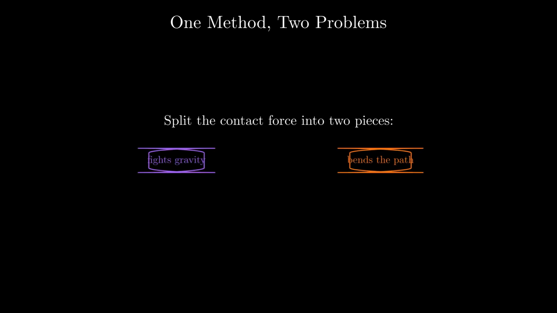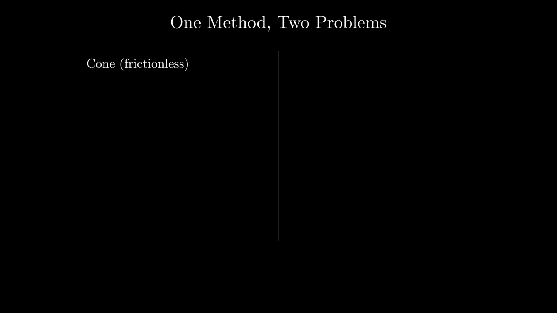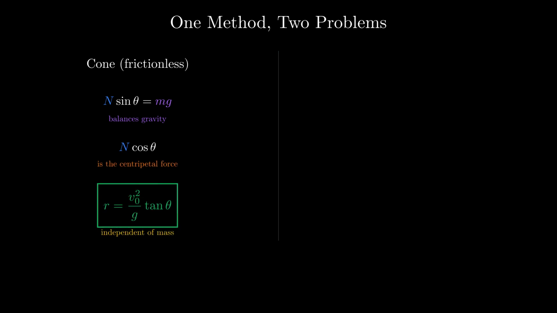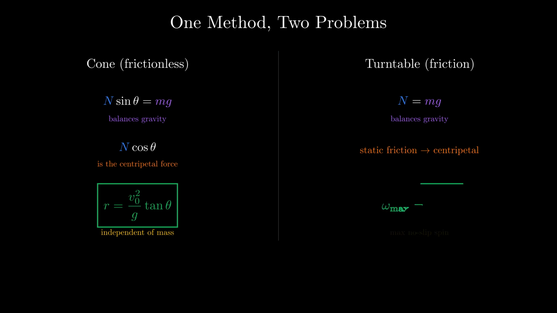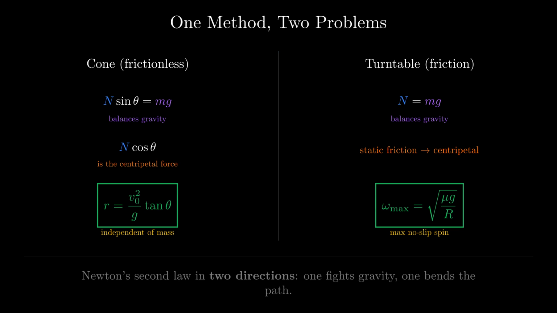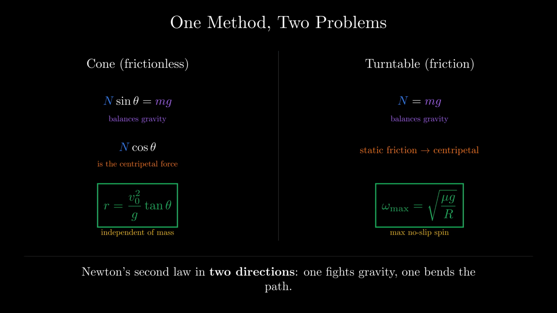In both problems, we split the contact force into a piece that fights gravity and a piece that bends the path into a circle. Inside the cone, the normal force did both jobs at once. Its vertical part balanced the weight, while its horizontal part turned the object, and the radius came out independent of mass. On the turntable, the normal force balanced gravity, while static friction alone supplied the centripetal pull. And that friction's limit set a top speed. Two directions of Newton's law, every time.